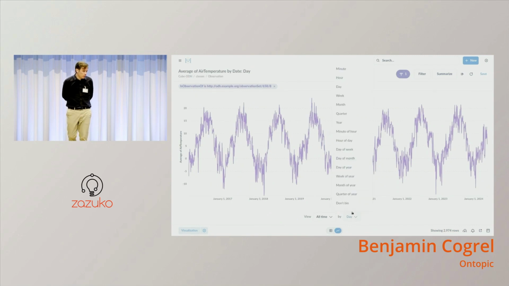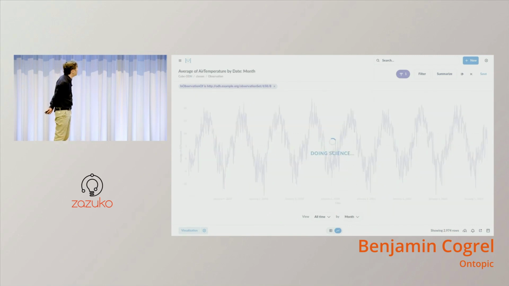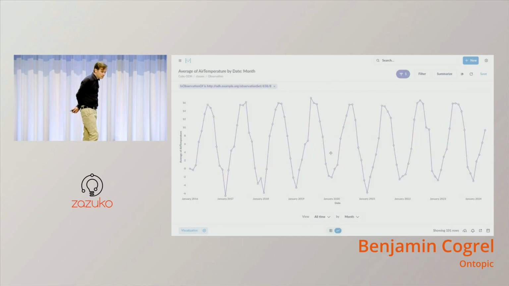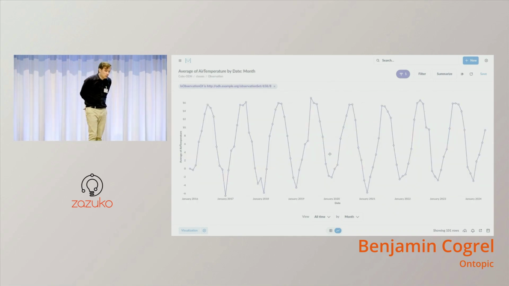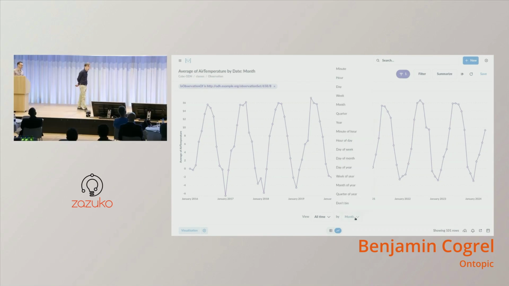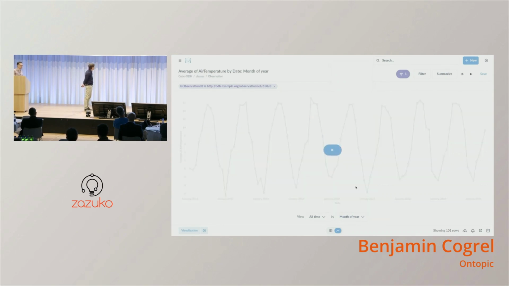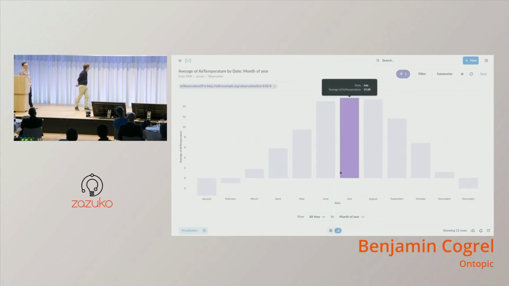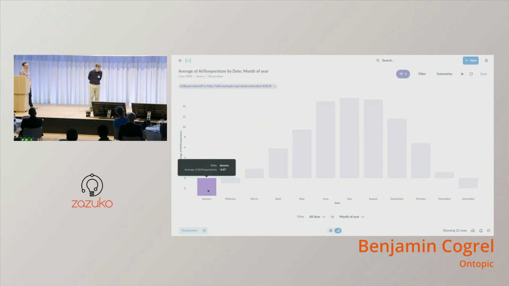So we can visualize that per day, and if you want, we can also visualize it per month if you want to have a smoother curve. And then we can decide, okay, per month, per year, so we can see what are the hottest and coldest months over almost 10 years. And not surprisingly, you see that January is the coldest month there.